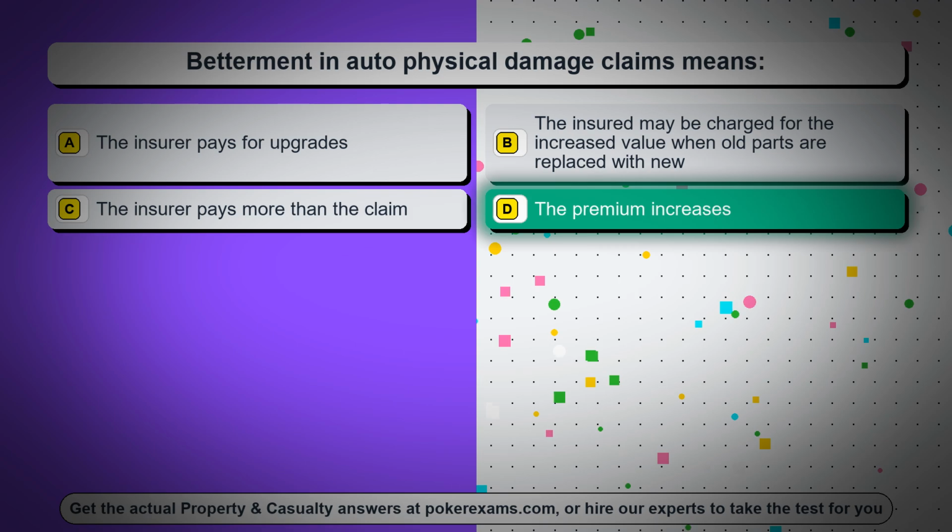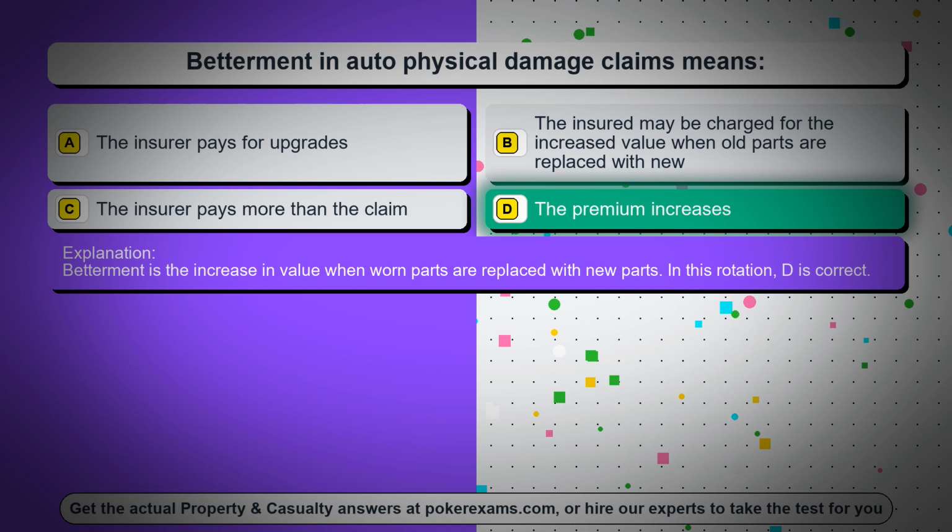The correct answer is option D, the premium increases. Betterment is the increase in value when worn parts are replaced with new parts. In this rotation, D is correct.